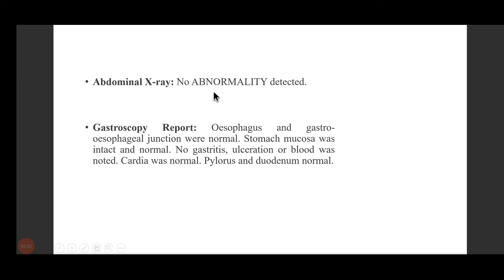Okay. On abdominal X-ray, there is no abnormality detected. Okay. Gastroscopy, upper GI endoscopy: esophagus, gastroesophageal junction were normal. Stomach mucosa was intact and normal. No gastritis, ulceration or blood was noted. Cardia was normal. Pylorus and duodenum were normal. Everything was normal till duodenum.